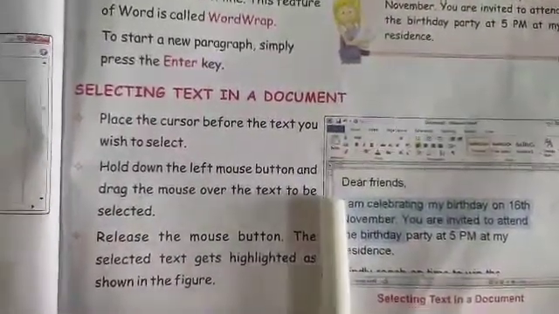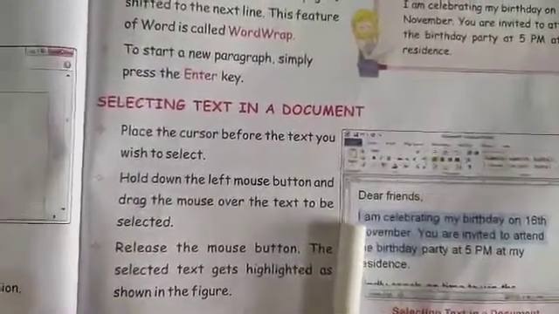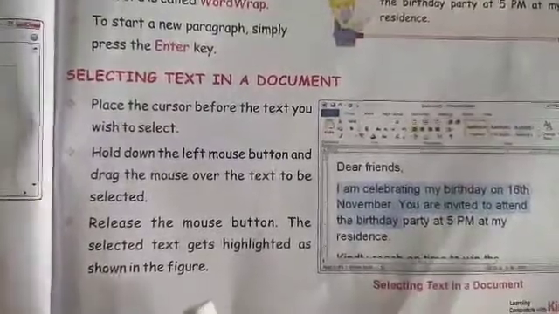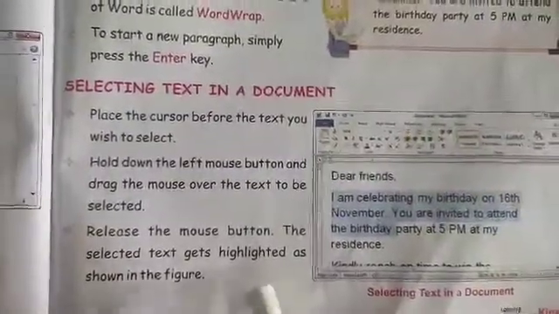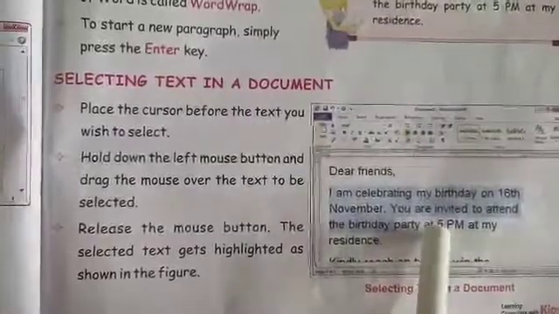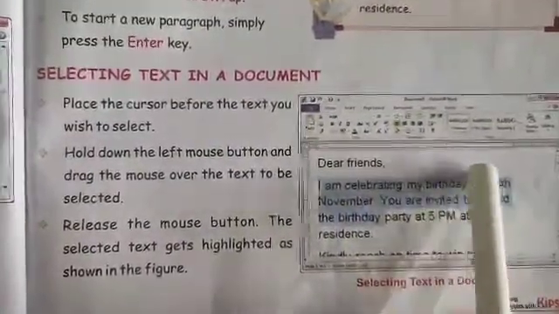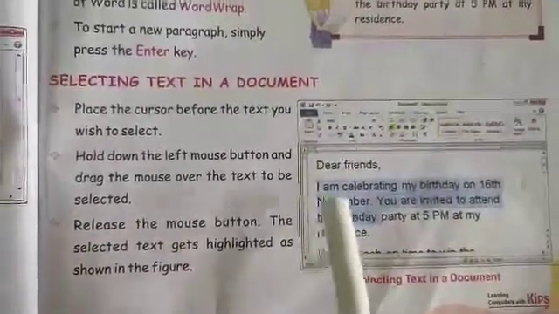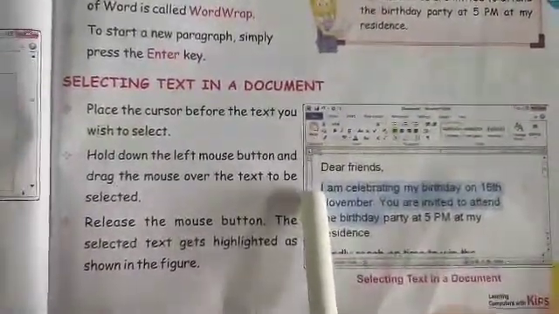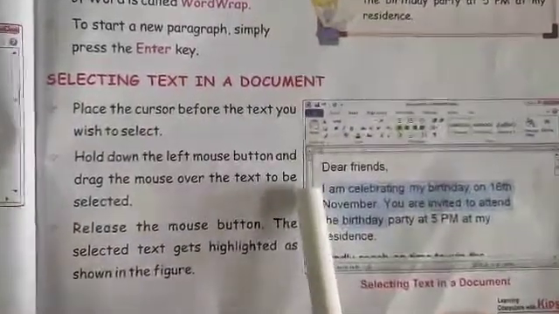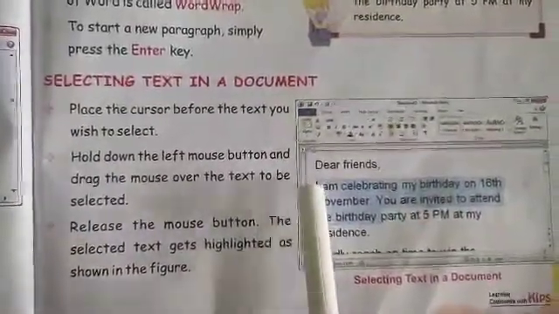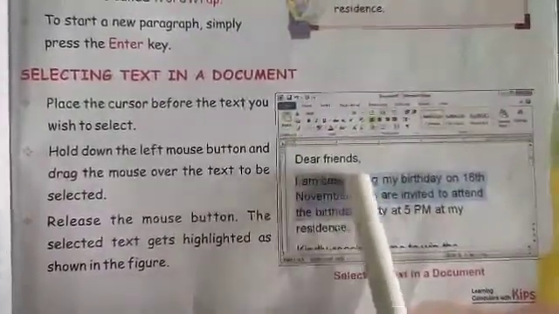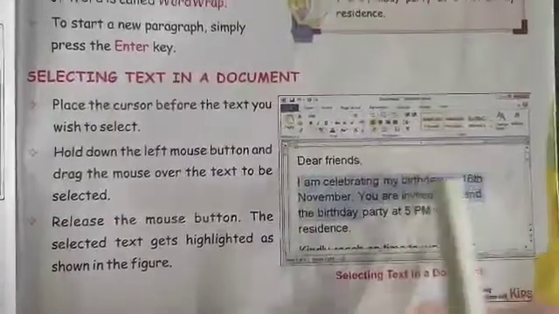If you want to select from here, from I, then you have to place the cursor before I. After that, hold down the left mouse button and drag the mouse over the text to be selected.